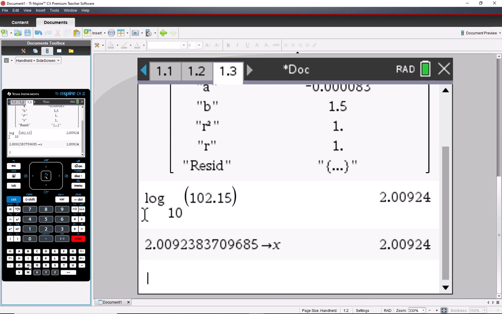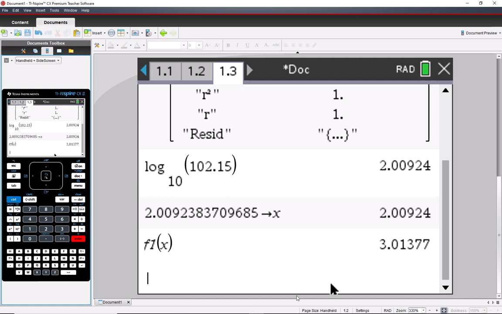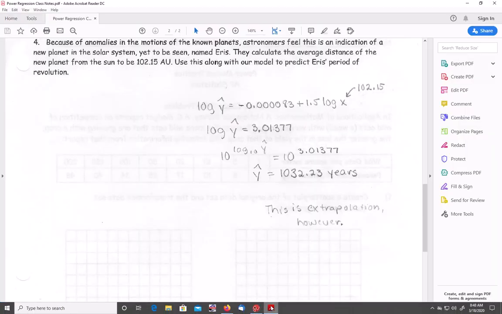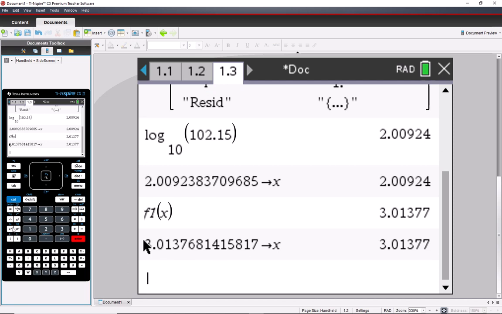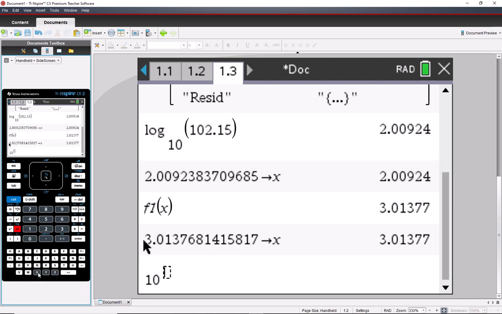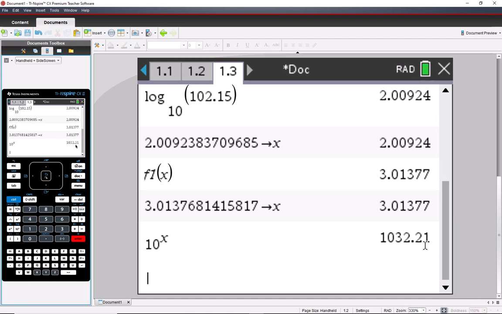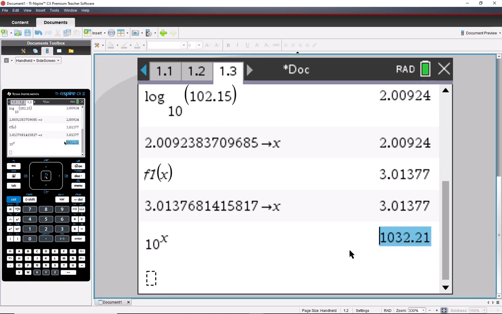Remember, it's stored as F1. So let's see, F1 and parentheses, and we stored that as X. So let's go ahead and do that. And remember that number, 3.01377? Remember that one? It was right here. So now all we need to do is store that number. And I'll just store it as x again, which will overwrite what I had, and then just do 10 to the x. And there it is. There is your prediction.